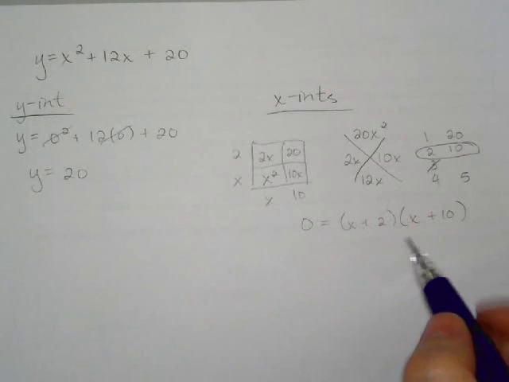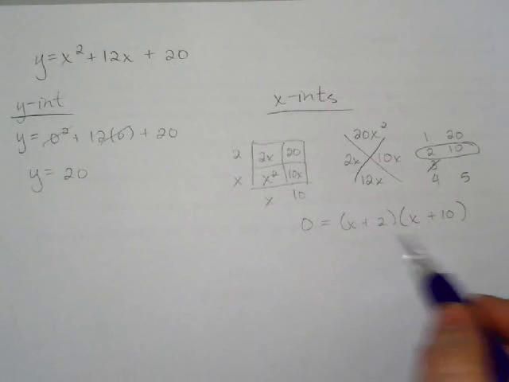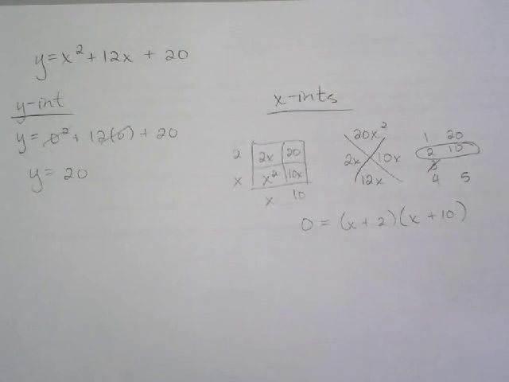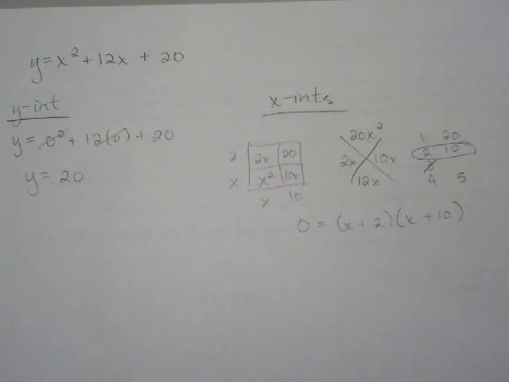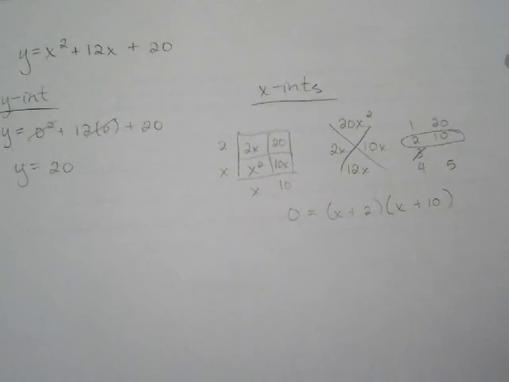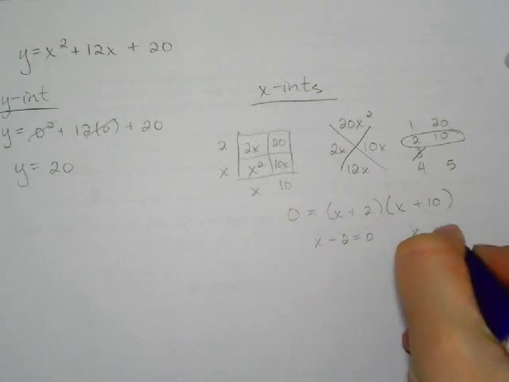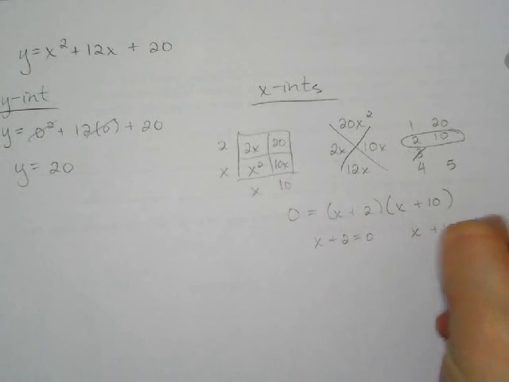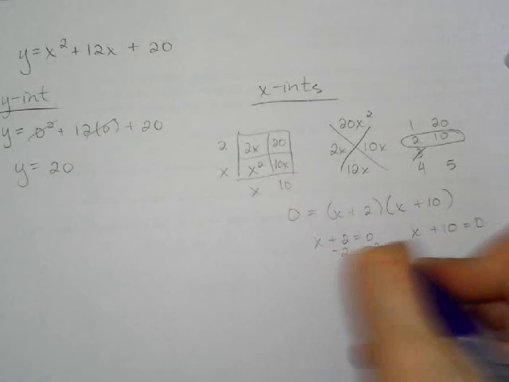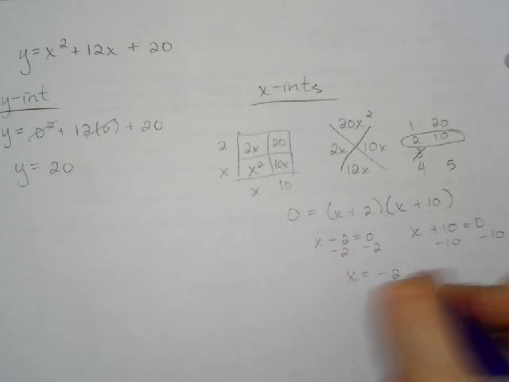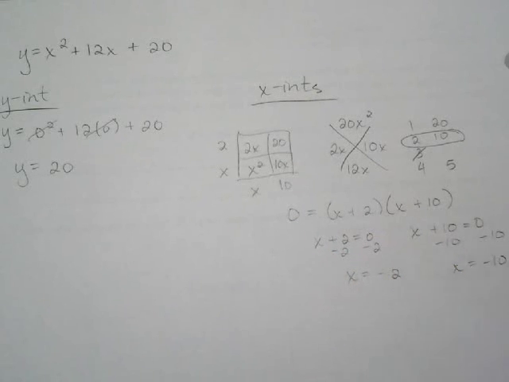So what that means is you're multiplying two factors, x plus 2 times x plus 10, to give you 0. So if you multiply anything together and they equal 0, what do you know about them? One of them is 0. So in this case, we're going to set them each equal to 0 because we have two different values that will make that whole thing 0. So x plus 2 equals 0, and x plus 10 equals 0. Minus 2, minus 10. We have x equals negative 2, and x equals negative 10.